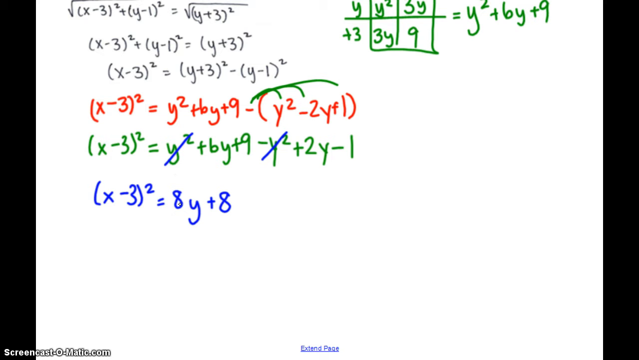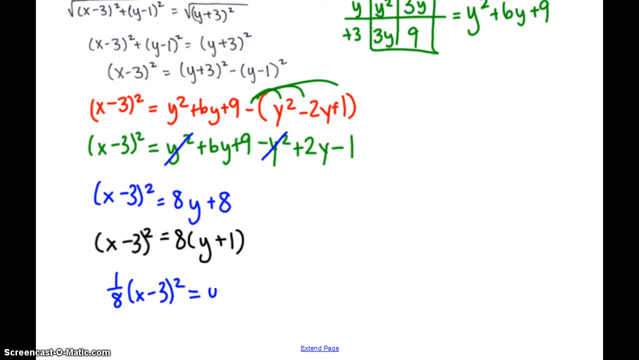Now the last step is to pull out whatever number is in front of y. So we're going to factor out an 8, so I get y plus 1 on this side with an x minus 3 here. Okay? So now I need to get rid of this multiplying by 8, so I would multiply both sides by 1/8. And that is your final answer. 1/8 (x minus 3) squared equals y plus 1.